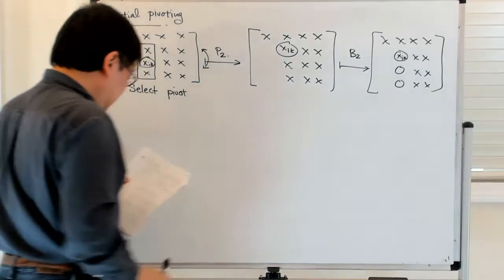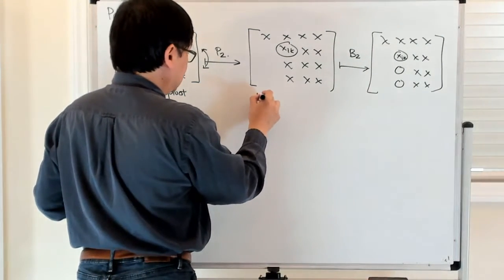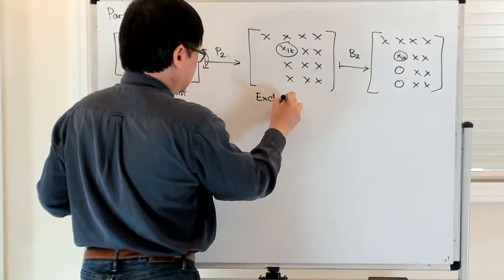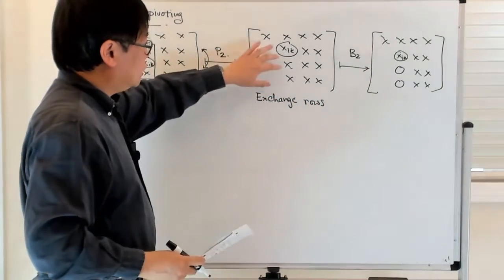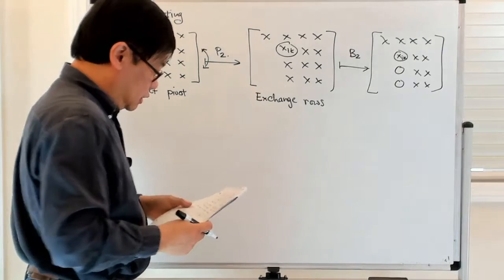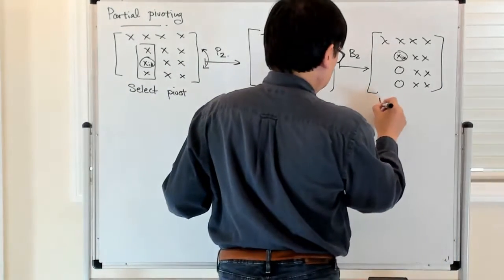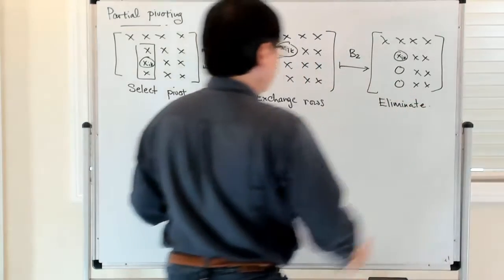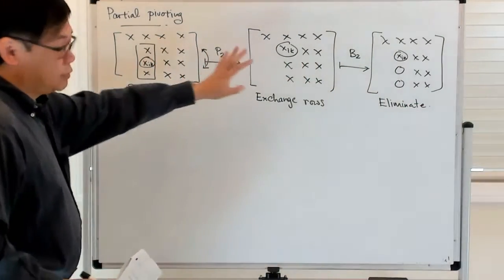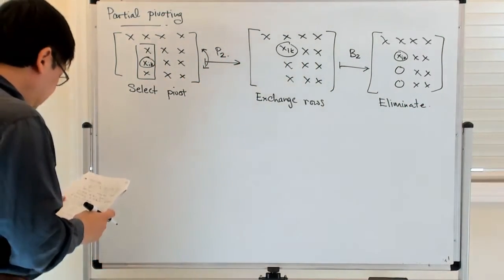So the first step involves selecting a pivot. Once you've selected the pivot, you do this row exchange. Then once you've exchanged the rows, you can use that equation to eliminate the other two terms. Okay, so that's just some sort of heuristic picture of what's going on.